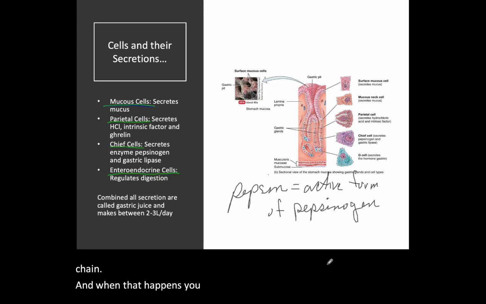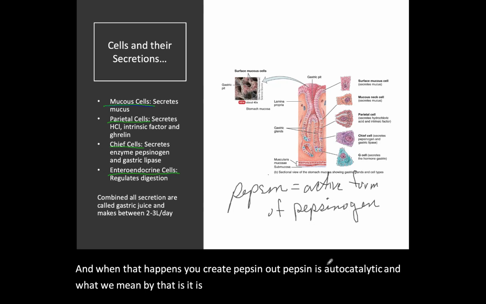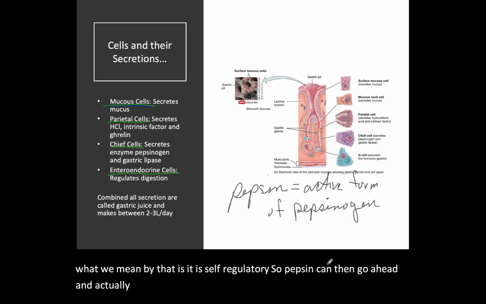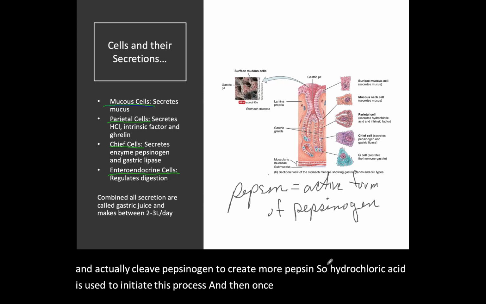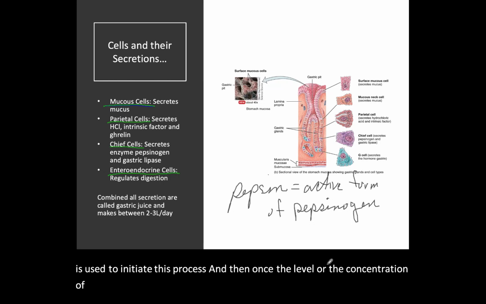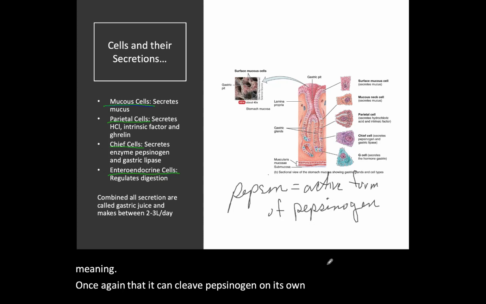Now, pepsin is autocatalytic. And what we mean by that is it is self-regulatory. So pepsin can then go ahead and actually cleave pepsinogen to create more pepsin. So hydrochloric acid is used to initiate this process. And then once the concentration of pepsin reaches a certain threshold, pepsin becomes autocatalytic, meaning once again that it can cleave pepsinogen on its own to go ahead and create more pepsin.